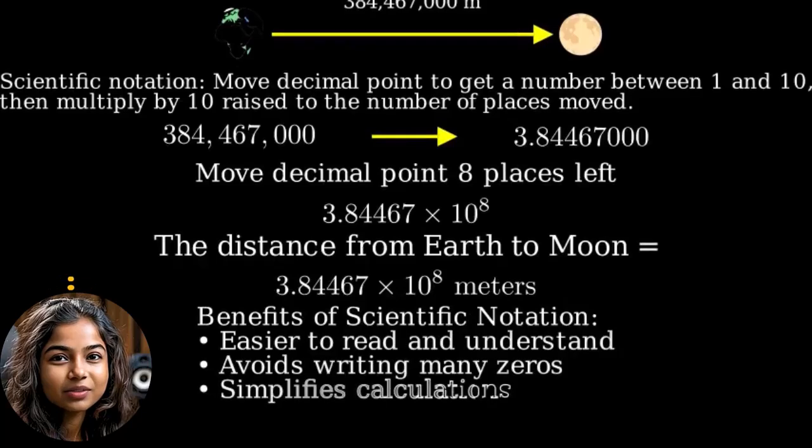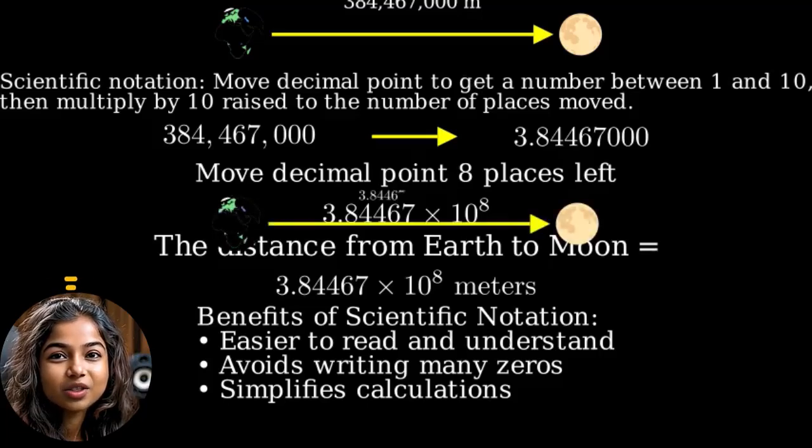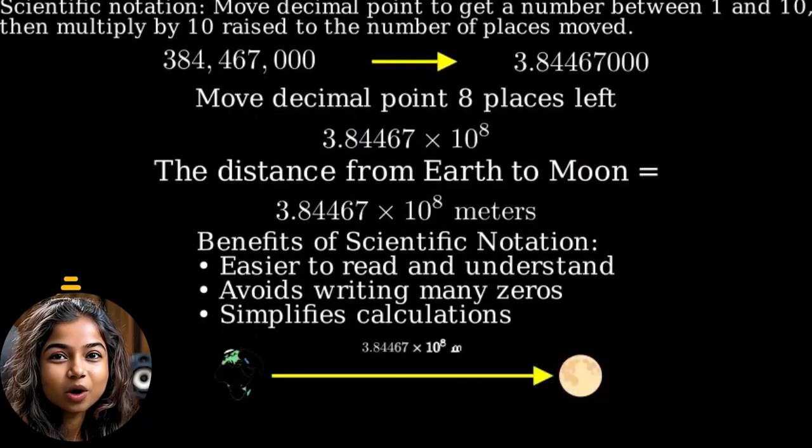Scientific notation makes it much easier to work with and understand very large numbers like this. It helps us avoid writing out all those zeros and makes calculations much simpler. Remember, this represents the average distance between these two celestial bodies, as the Moon's orbit around Earth is actually elliptical, not circular.